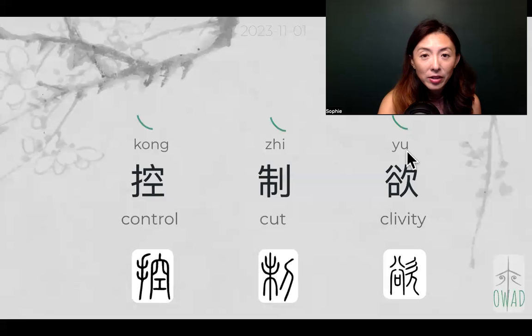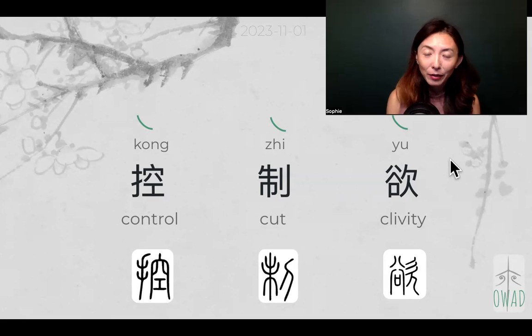Like today's expression, 控制欲, which means controlling. This concept, this idea of one person controlling another, is a contemporary concept.